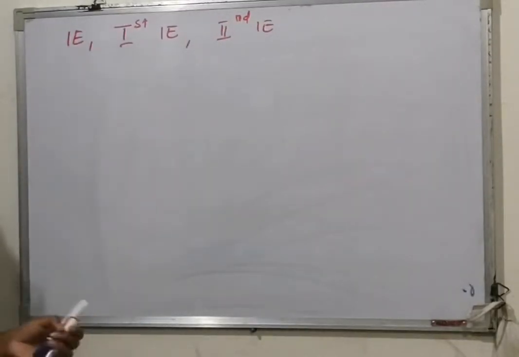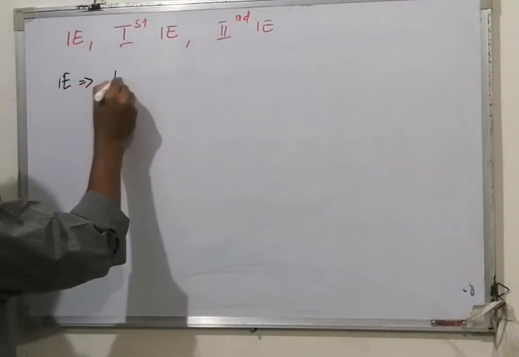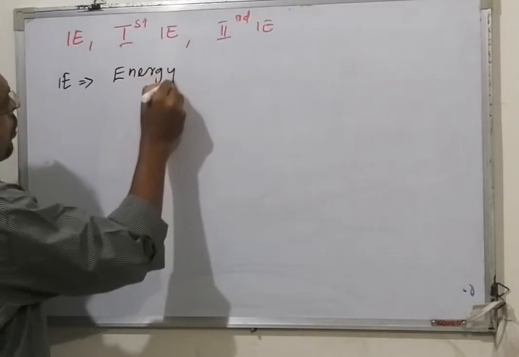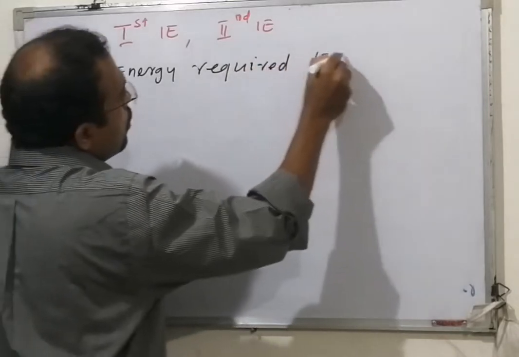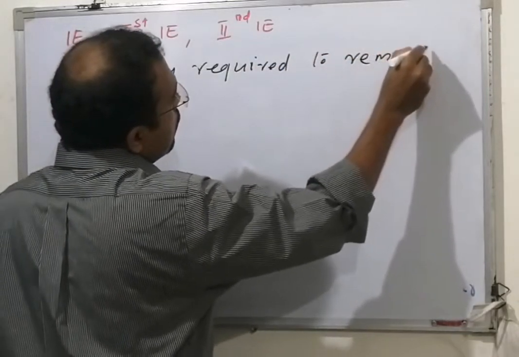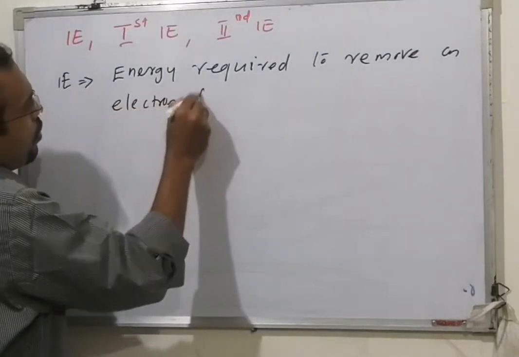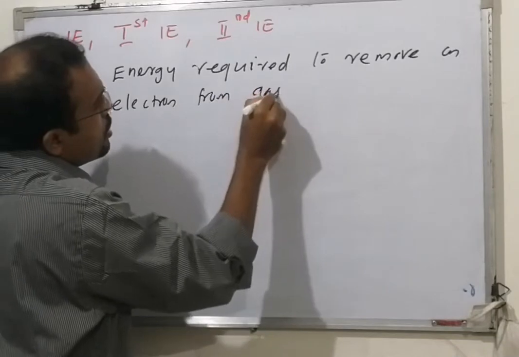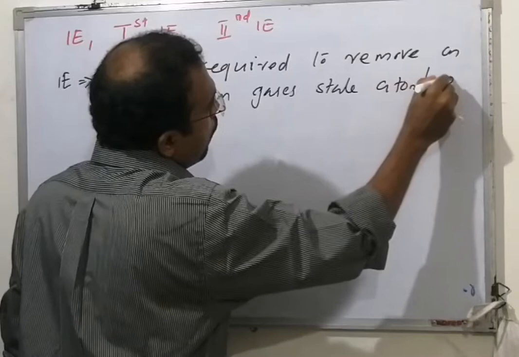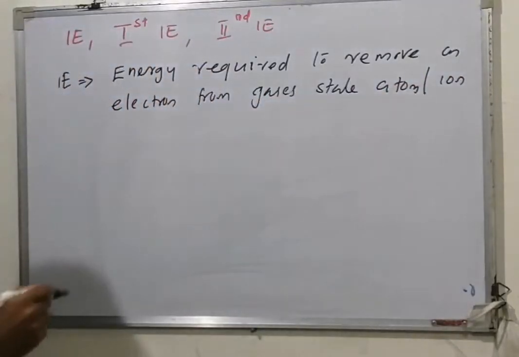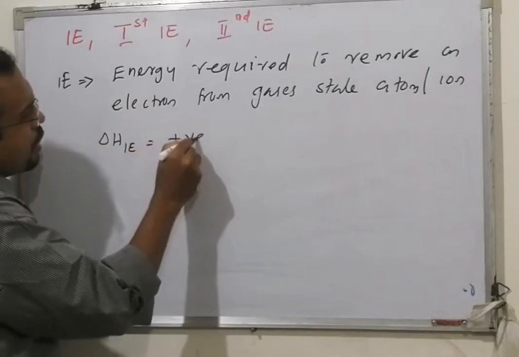You know what is ionization energy? Ionization energy is the energy required to remove an electron from a gaseous state atom or ion. That is, delta H of ionization energy is a positive quantity, that is, endothermic.